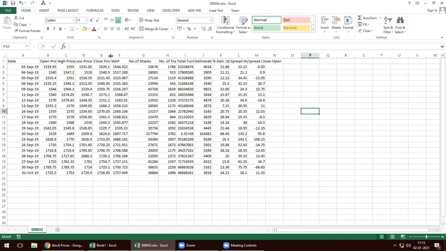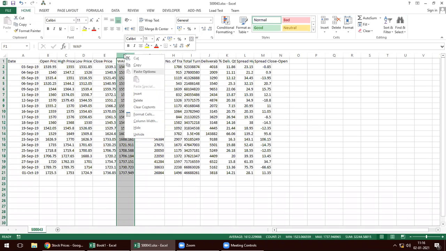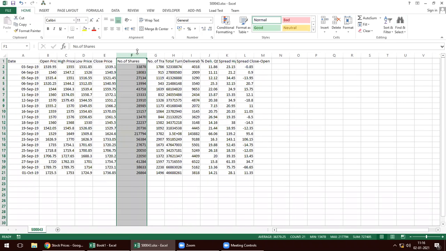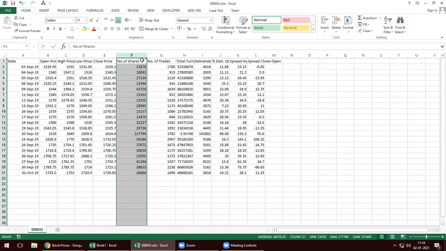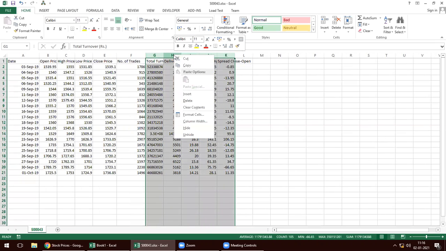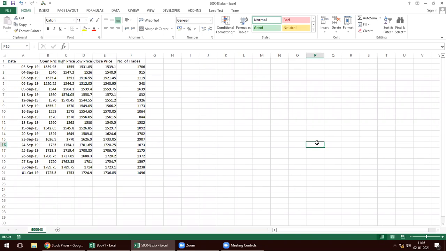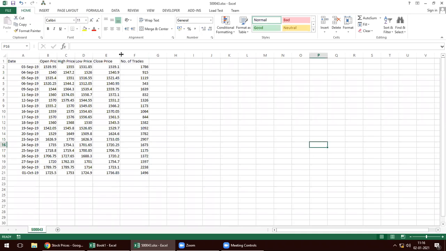Now some unwanted details are there. We will delete that one. For example, weighted average price not necessary, so I am removing. Number of shares also not needed. The number of trades in volume we can keep. Remaining things not necessary, I am deleting. So now I am having the data like this: opening price, high price, low price, closing price. Then number of trades. Number of trades refers to the volume of trades.